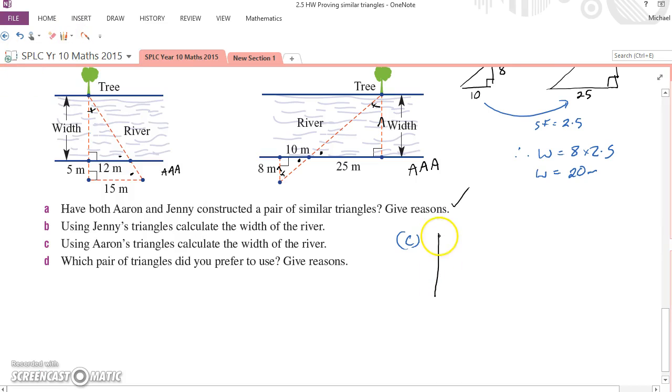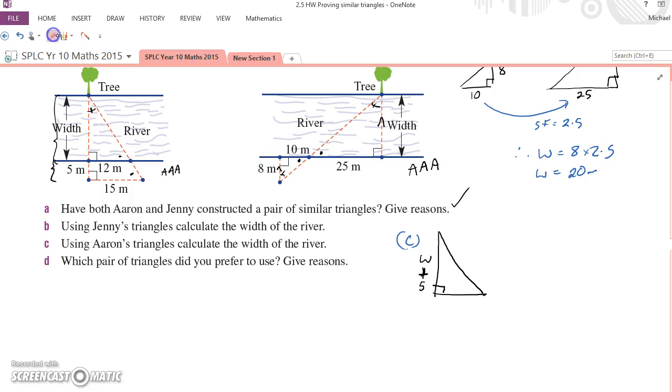If I've got two triangles there, I would still draw them separately. It just makes your life a little bit easier. This is W plus 5. You can see the full length is the width plus another 5 meters, so W plus 5.